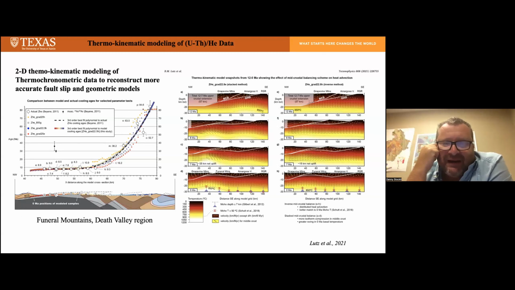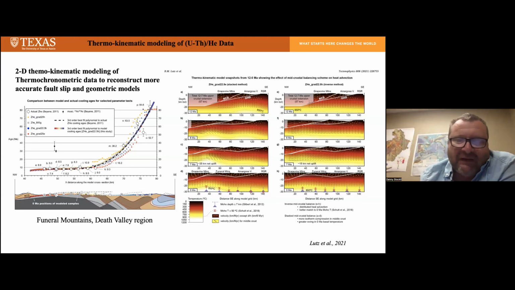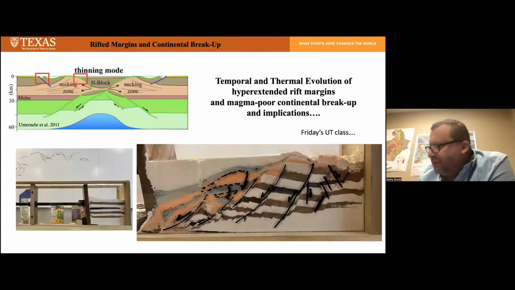And so there's this paper by Lutz and others from last year that actually did a very nice job at looking at the progressive evolution of the footwall geometry and its influence on the thermal structure and therefore the cooling history in the Funeral Mountains of the Death Valley region. But what I really want to talk about here in the rest of my talk is the temporal and thermal evolution of hyperextended rift margins.